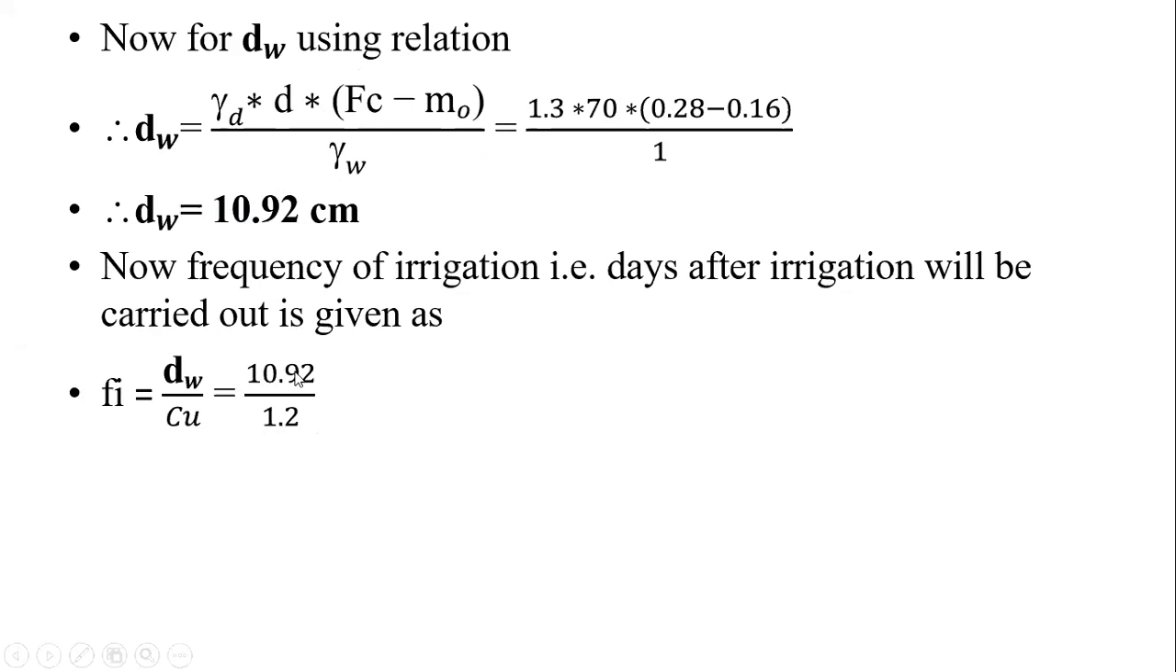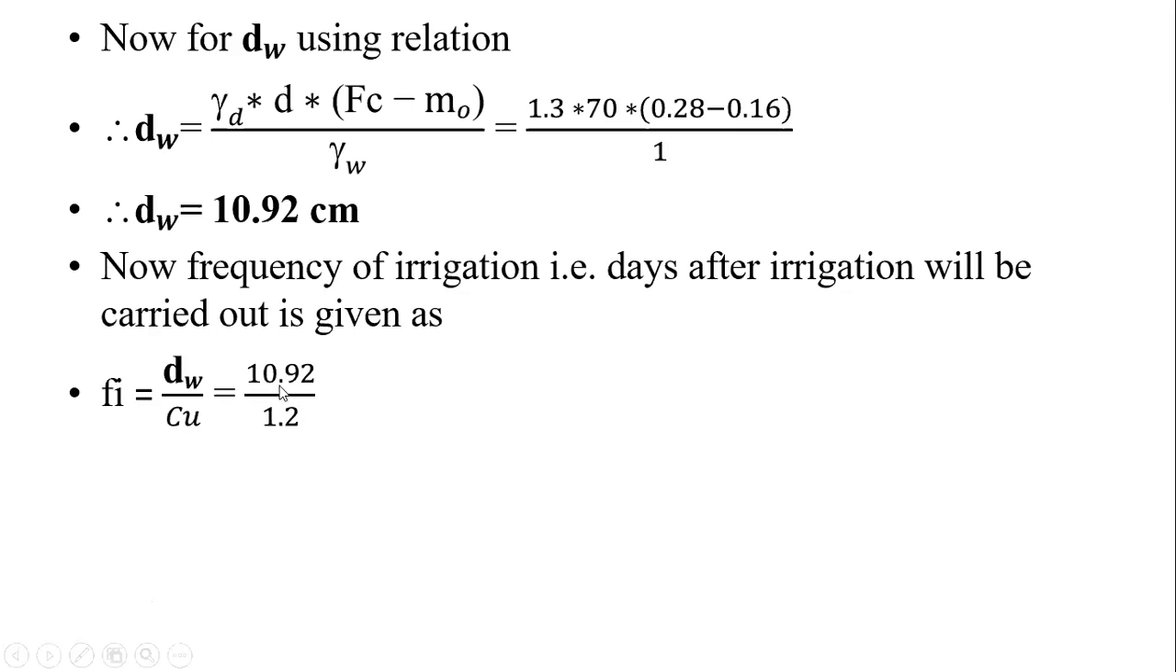So now out of that 10.92, the crop is going to utilize 1.2 centimeters per day. What is the crop's requirement for consumptive use, that is the different metabolic activities, evapotranspiration, evaporation, all of these together need 1.2 centimeters per day. So what does this mean? If it is going to consume 1.2 centimeters per day, then 10.92 will be utilized in how many days, and after full utilization of 10.92 centimeters, irrigation will be required.